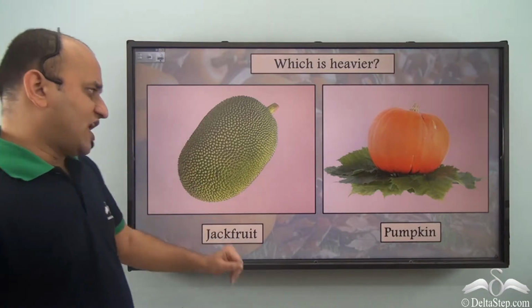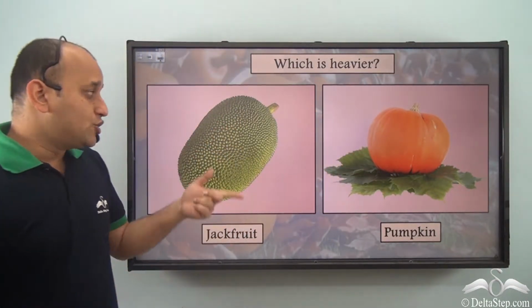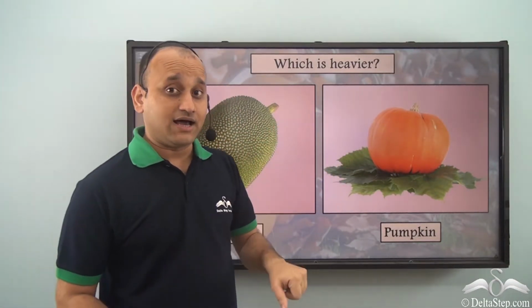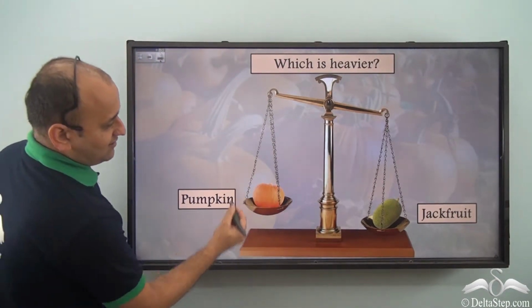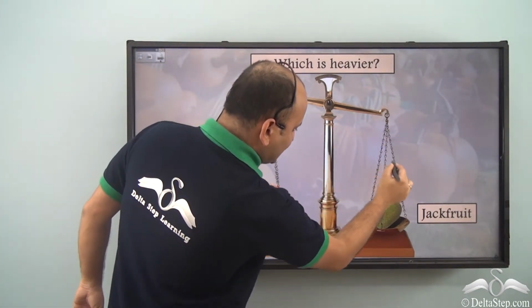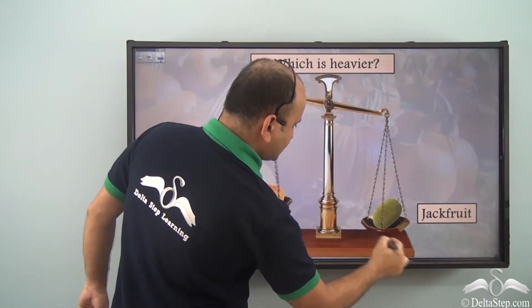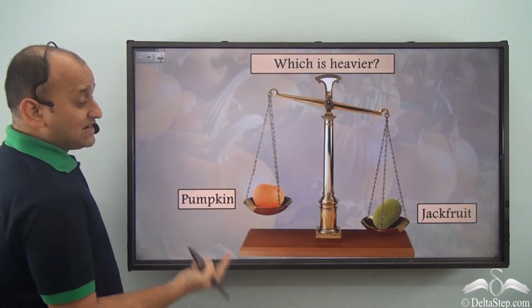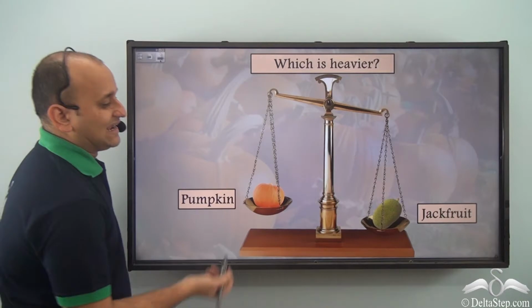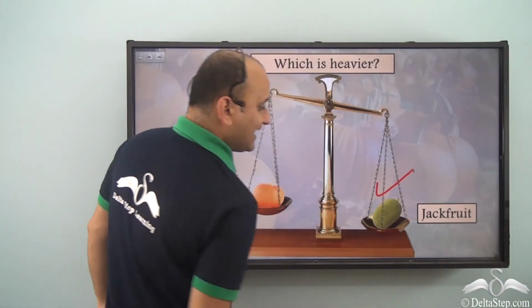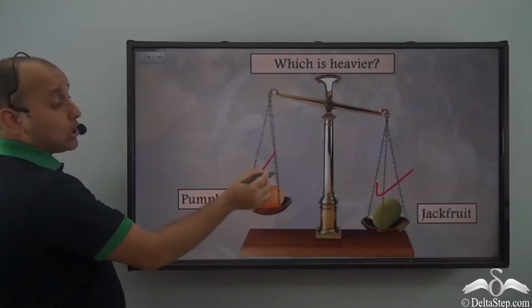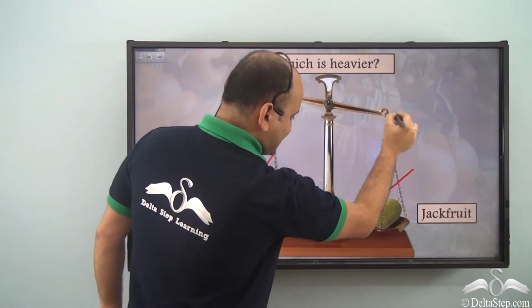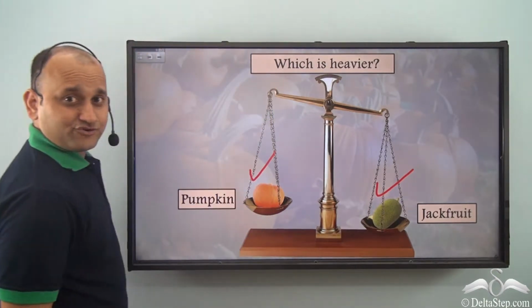Now what about this jackfruit and this pumpkin? How do you compare which one is heavier than the other? Well, you place it on a balance scale and what do you see? Well, the balance scale bends towards the jackfruit. So which one is heavier? Which one is lighter? Well, definitely the jackfruit is heavier and pumpkin is light because the scale is bending towards the jackfruit.